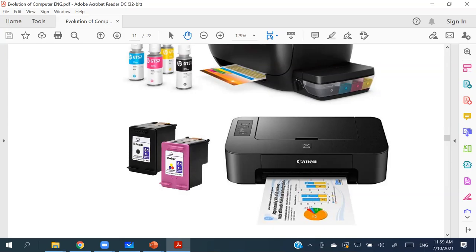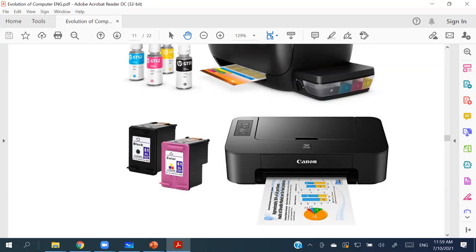If you are not used to taking printouts frequently, then the best option is inkjet printers, or printers which use cartridges, right? They are much more durable if you are using a printer randomly, right?